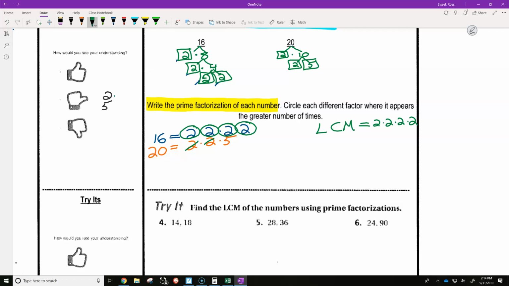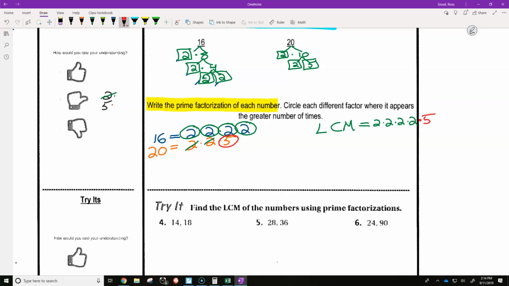Okay, I'm done with the prime number 2. The other prime number we used was the number 5. Okay, did 16 or 20 have more 5's in it? 20, because 16 didn't have it. How many did we have in 20? 1. So I could only circle 1. So I put one of them here in my LCM.